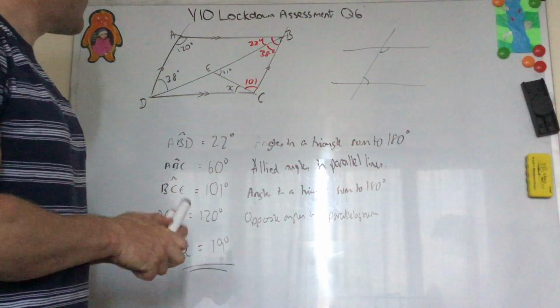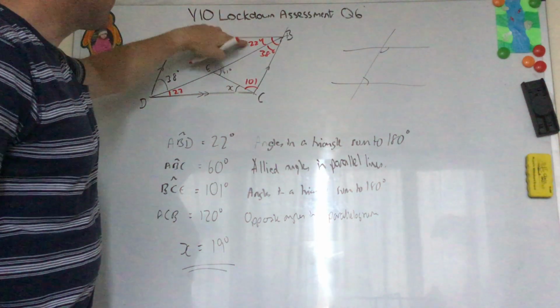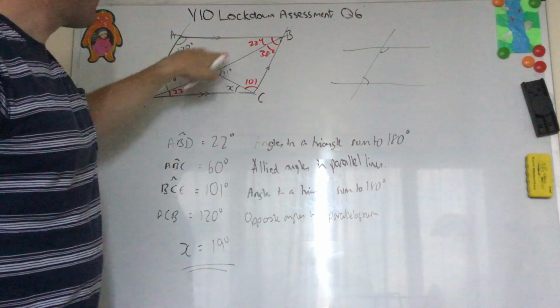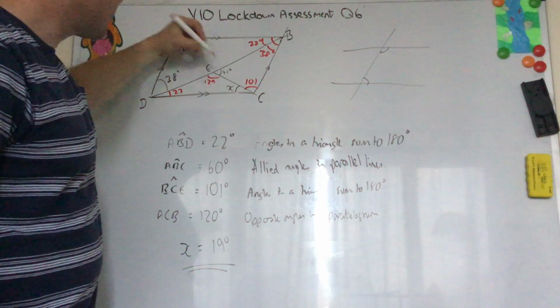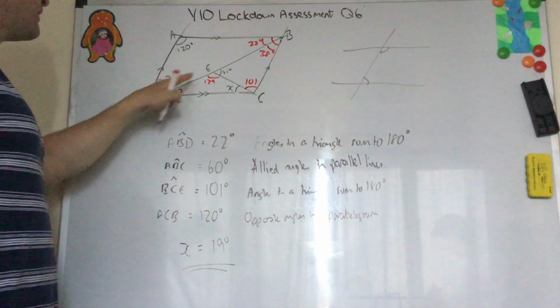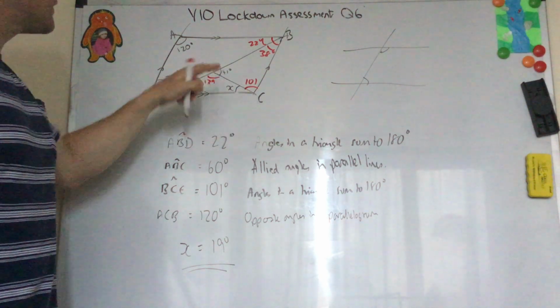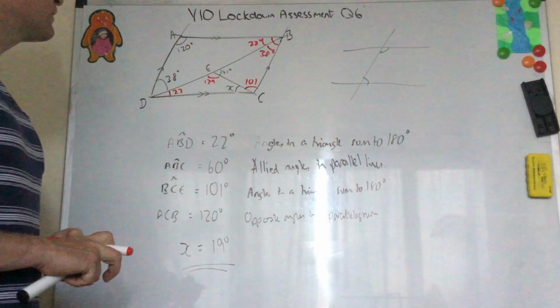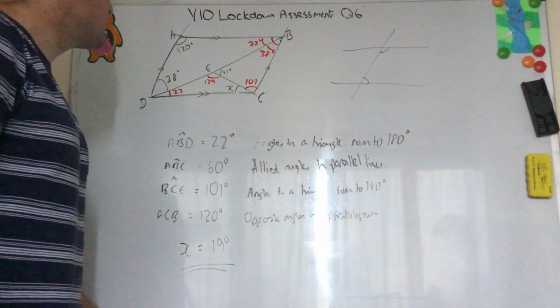There were other ways of doing it. You could have worked out that this one was 22 by doing alternate angles in parallel lines, and you could have worked out that one was 139 using angles on a straight line, and then you could have done angles in a triangle to get x. That's fine as well. Okay, right, I think that's pretty much it for question 6.